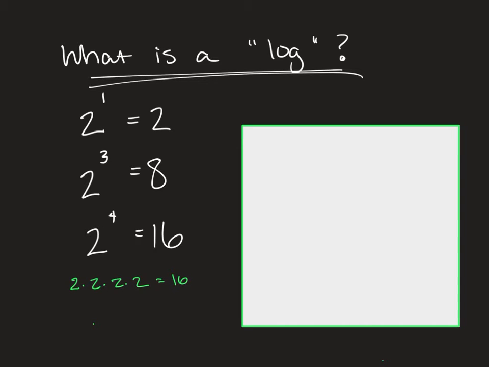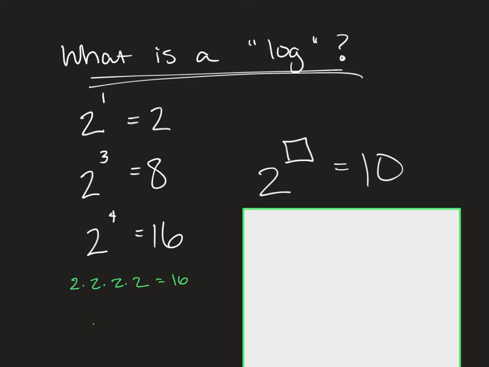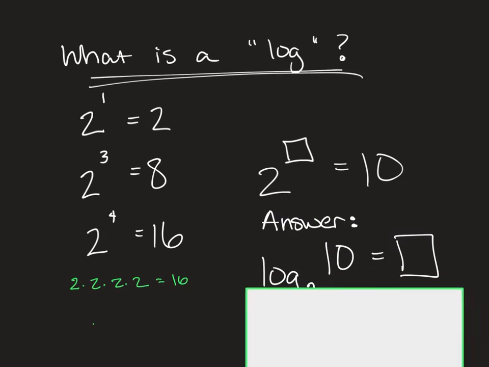But what would you do if I asked you something like, 2 to the what power gets me 10? Well, some number will work here. It will, but it's not going to be 3, because that's only 8. And it's not going to be 4, because that's 16. That's too much. So it's got to be somewhere between 3 and 4. The way that we solve this really is we use a logarithm.